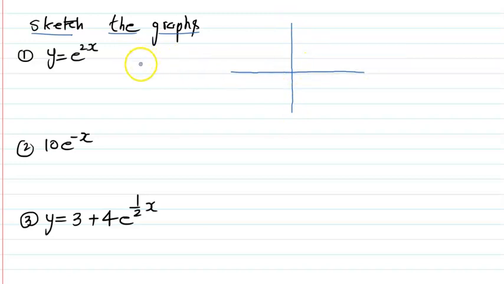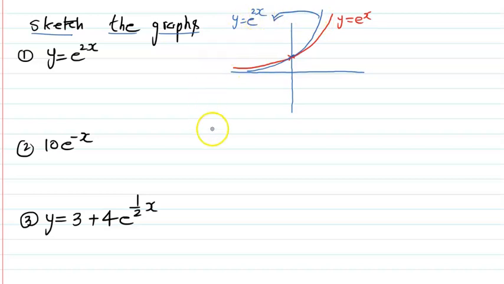So the y equal to e to the power 2x graph. We know our base graph is e to the power x, this is the y equal to e to the power x graph, right? So the y equal to e to the power 2x graph will be a little up. And then this blue line is going below the red line. So this is the graph of y equal to e to the power 2x.